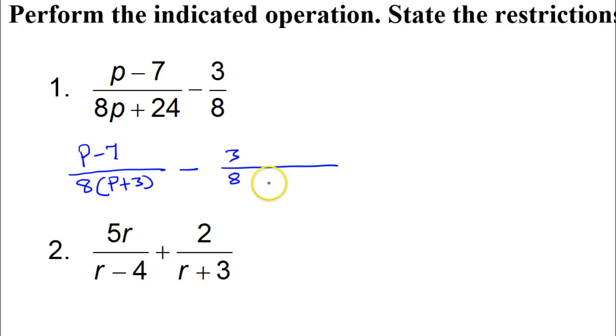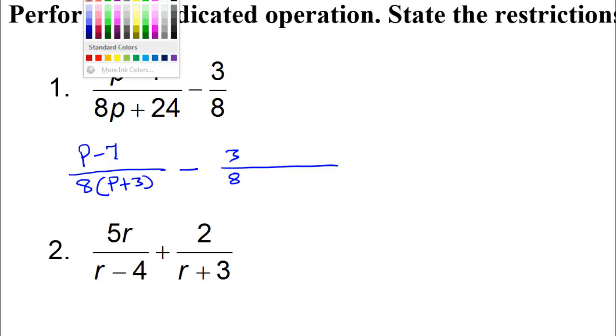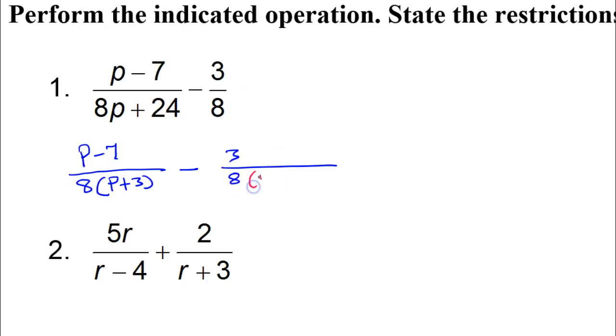Now you can see that we have these 8's in common, but this side has a p plus 3 and this side doesn't. So you're going to give this side a p plus 3 factor, and you'll put the same thing in the numerator, p plus 3. Now be careful with the subtraction as well. That's another common mistake. When you do the distributive property later, you're going to want to distribute a negative 3. So I like to change this to a plus sign and put the negative right on that 3.